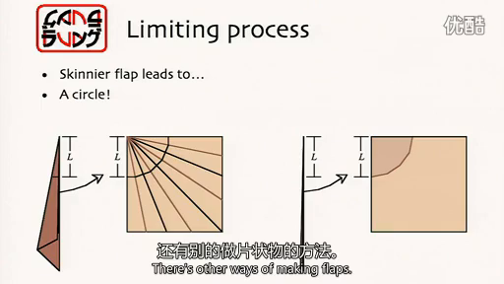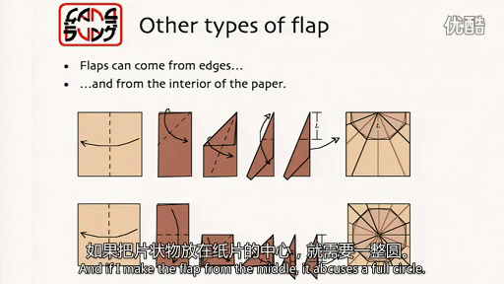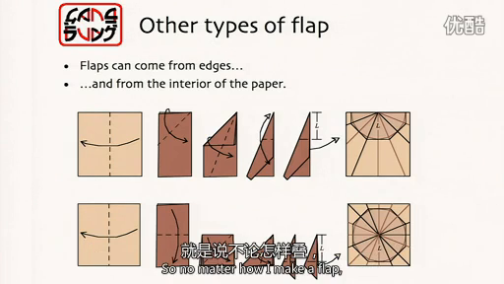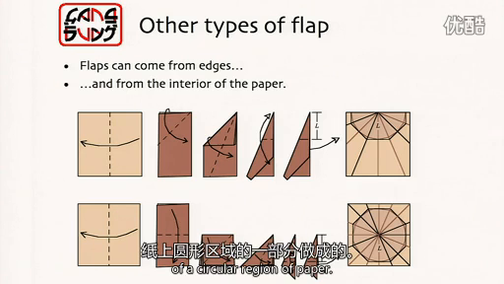There's other ways of making flaps. If I put the flap on the edge, it uses a half circle of paper. And if I make the flap from the middle, it uses a full circle. So no matter how I make a flap, it needs some part of a circular region of paper.